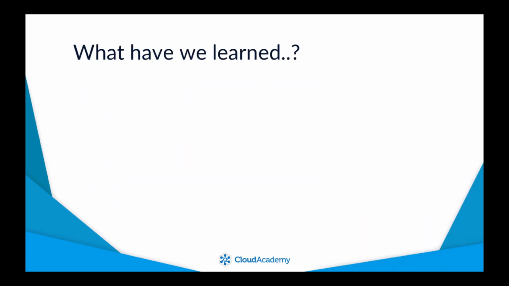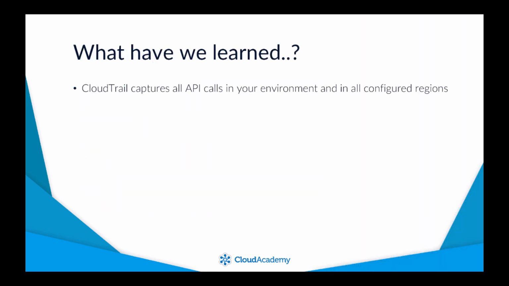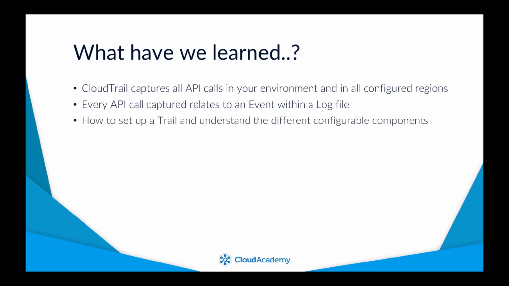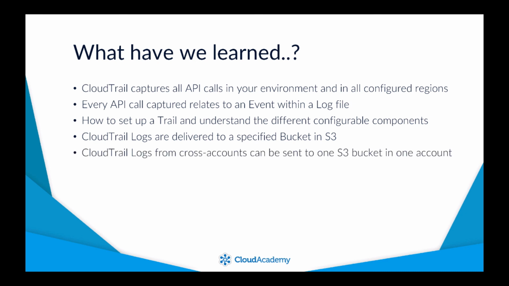So, to quickly recap on a few things that we have covered. We have learned that CloudTrail captures all API calls in your environment and in all regions that it is configured to do so. For every API call captured, a related event is recorded with associated metadata within a log file. How to set up a trail and understand the different configurable components. CloudTrail logs are delivered to a specified bucket in S3. CloudTrail logs from different accounts can be sent to the same S3 bucket in one AWS account through specific permissions and trust associations between AWS accounts.